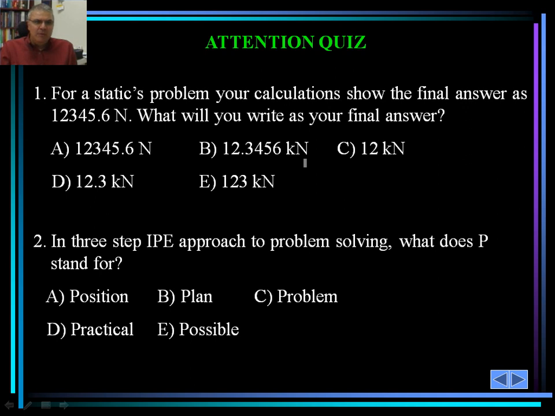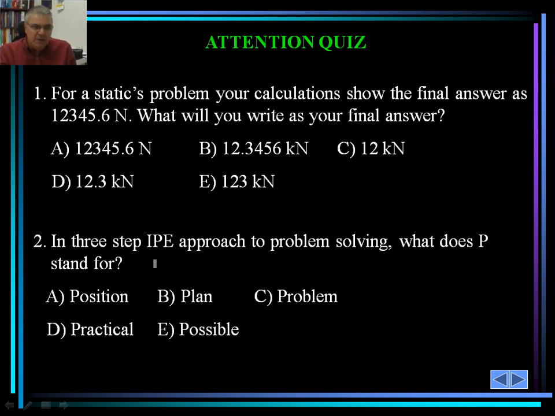Okay, here's another quiz called Attention Quiz for a Statics Problem. Your calculation showed a final answer as 12345.6 Newton. What will you write as your final answer? If you want to round this up, it's going to be what? Find the best answer: 12345.6 Newton, 12 kilonewton, 12.3 kilonewton. So the best answer is 12.3 kilonewton, right?